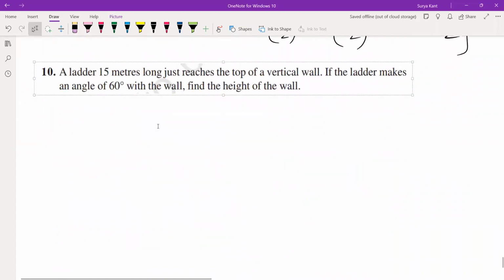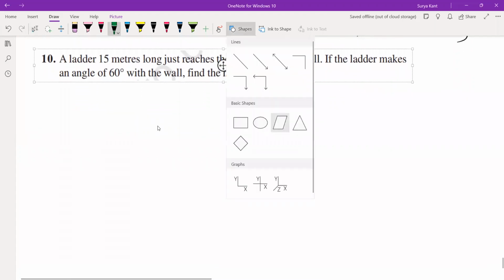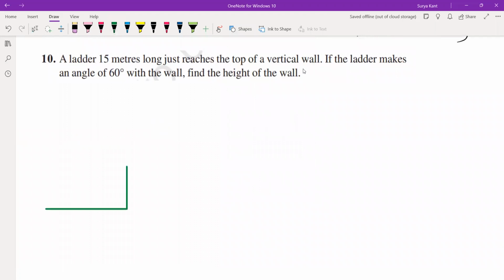A ladder is 15 meters long. Try to understand, a ladder is always slanted. So here I make an angle like this, and the ladder makes an angle of 60 degrees. This is the ladder.